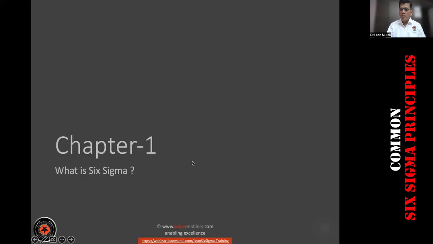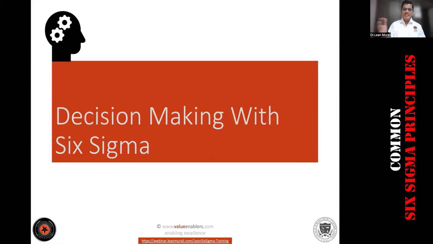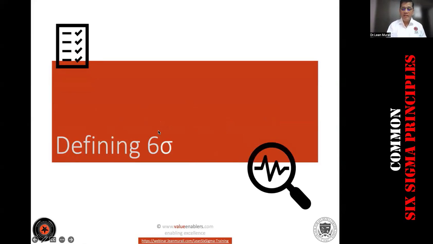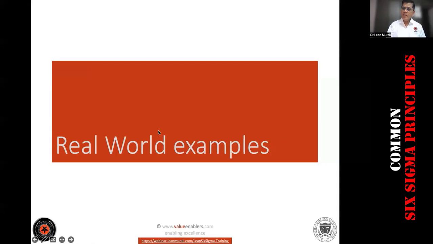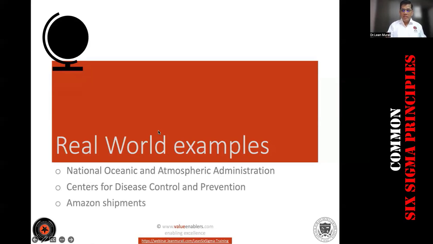So in chapter 1, we learned what is Six Sigma, and we went into the details of decision making without Six Sigma. We also discussed in detail decision making with Six Sigma, and we defined what is Six Sigma. Then we saw some real world examples. I will start with the recap of those: three real world examples. One is the National Oceanic and Atmospheric Administration, the Centers for Disease Control and Prevention, and Amazon shipments. Let's start the recap.